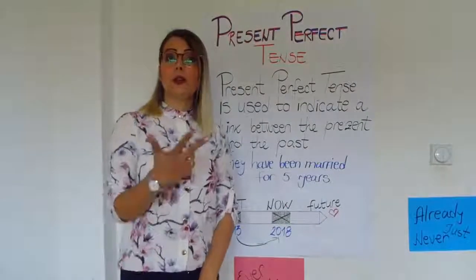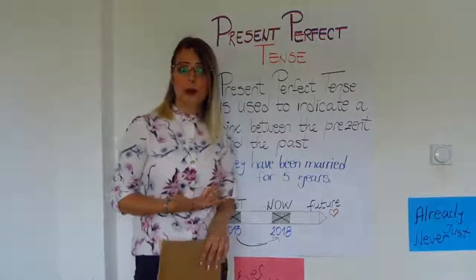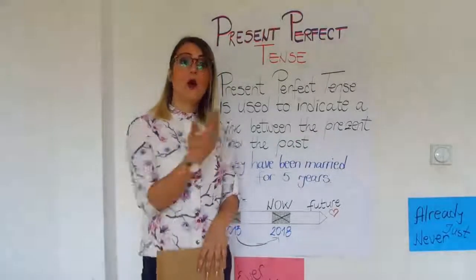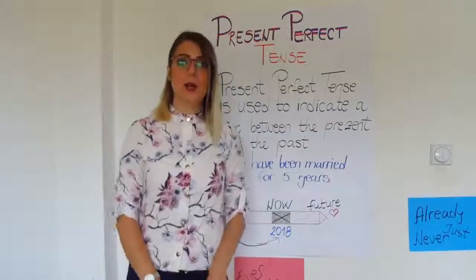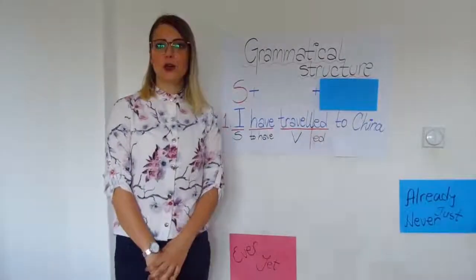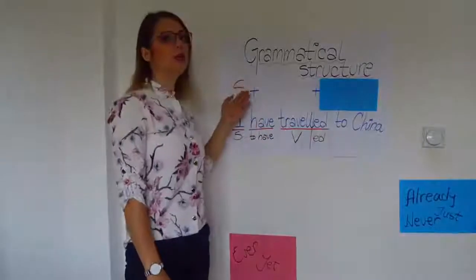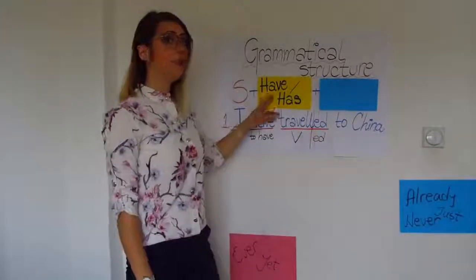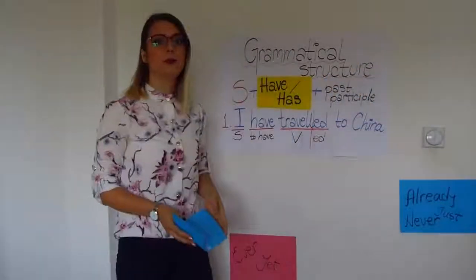Now, I used 3 sentences to explain to you about their marriage, but if you use English properly, you can say all these in only one sentence by using present perfect tense. Let me show you the grammatical structure. It looks like this. We have subject plus have or has plus past participle.